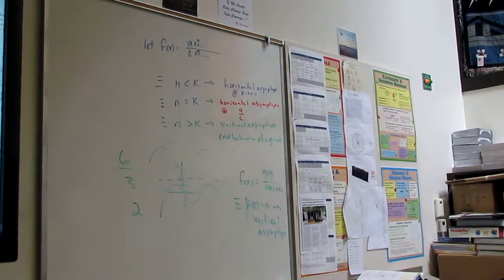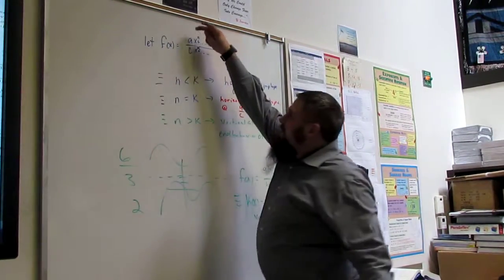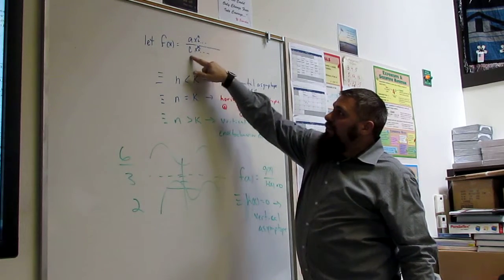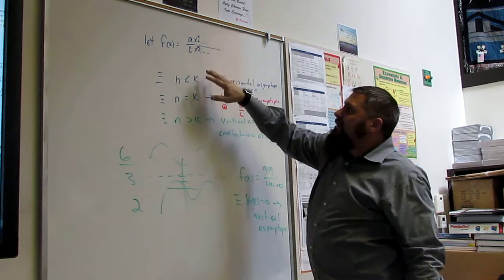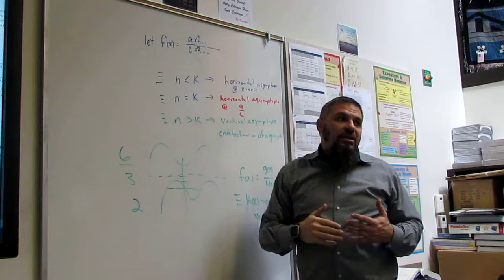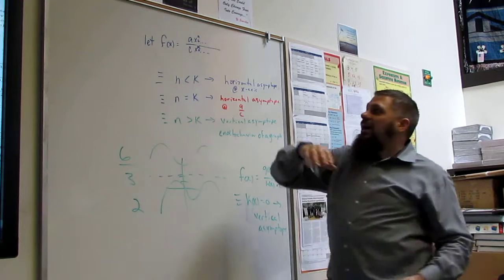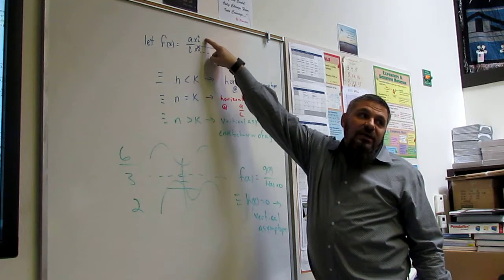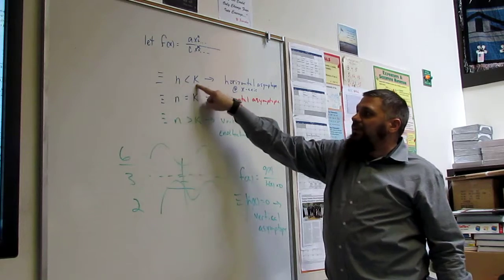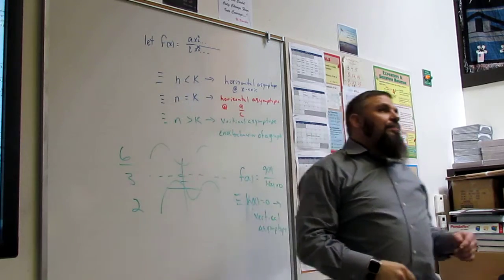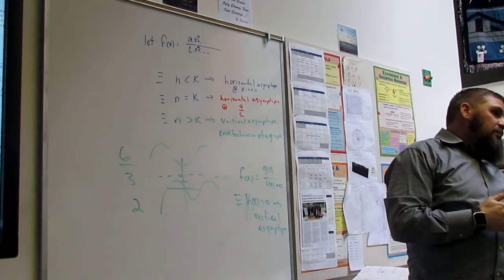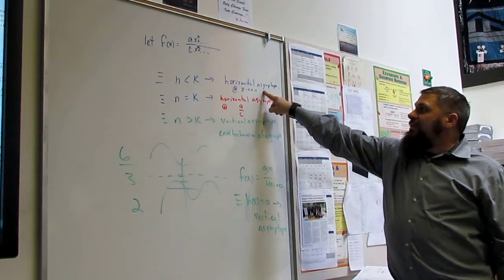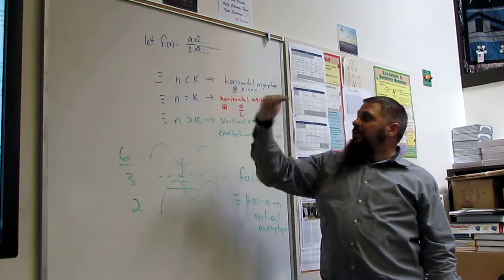Alright, so if you let the function be a x to the n plus whatever over c times x to the k plus whatever, it's just saying that if you have a polynomial over a polynomial, and the polynomial on top is smaller than the polynomial on bottom, meaning a cubic over a quartic, that's smaller. Then you're going to end up with a horizontal asymptote at the x-axis.